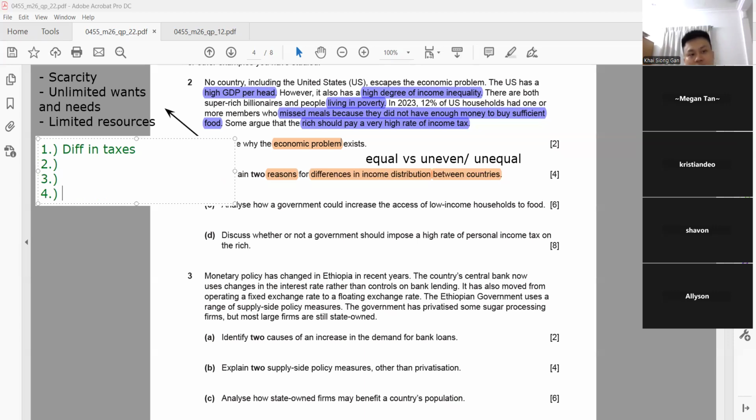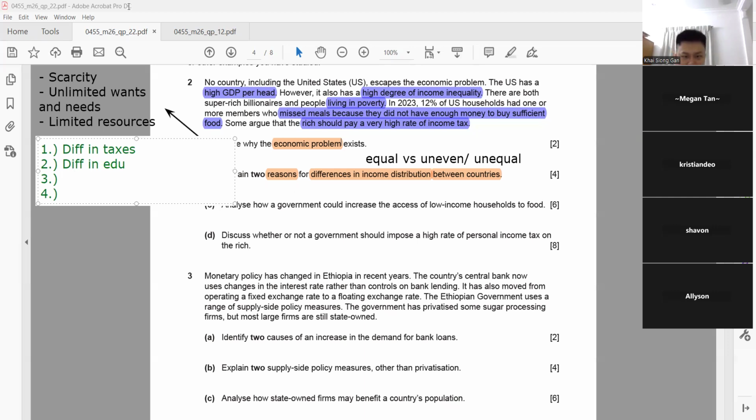I want four answers. Hey, all these are good questions. Difference in taxes. What else? Some countries have better access to education, so therefore they are better skilled, better qualified, so they can get higher paid jobs. Majority of the people will get higher paid jobs. Differences in education. What else?